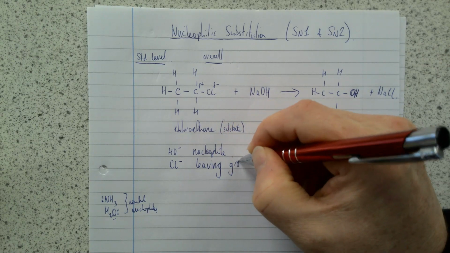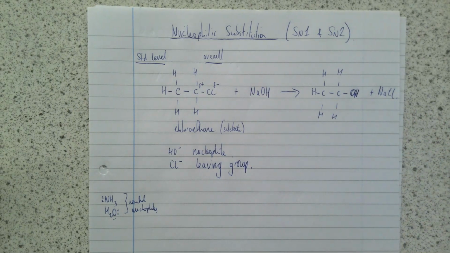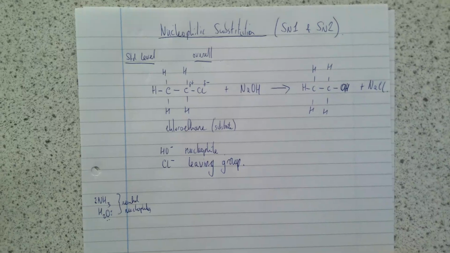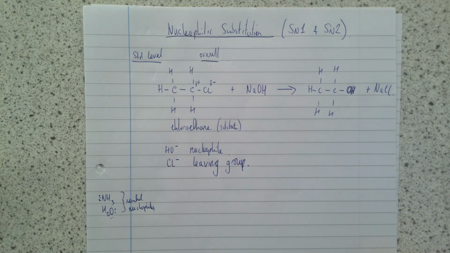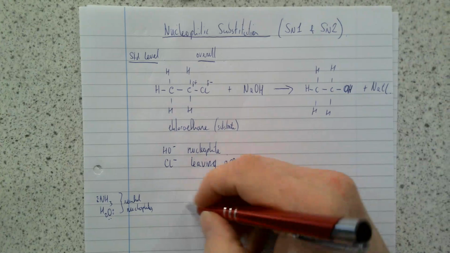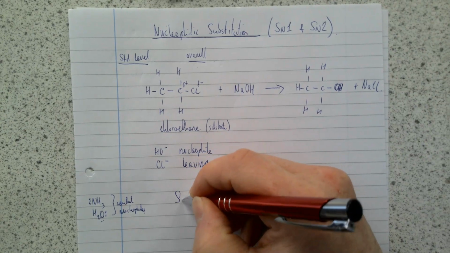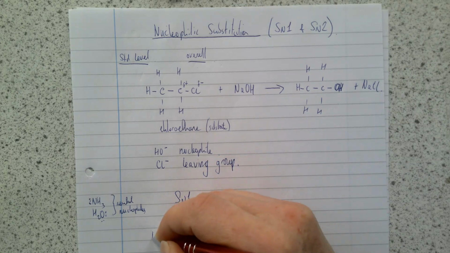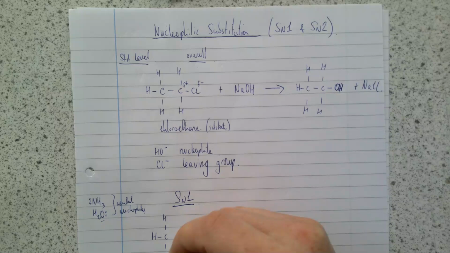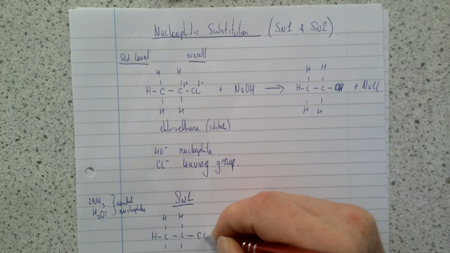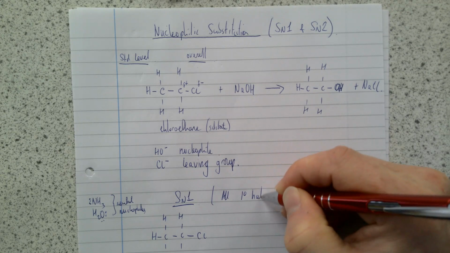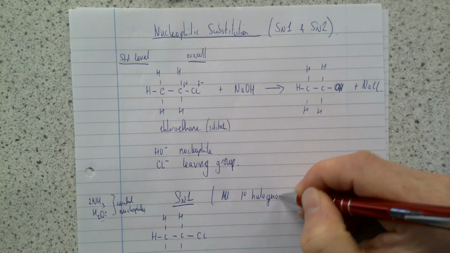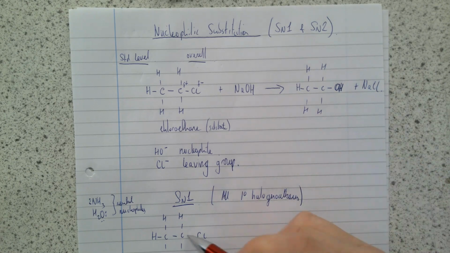And we'll talk about leaving group ability to a certain extent when we get back to it in the second part of this in another lesson, where we talk about the things that affect the rate of these reactions. So chloride is a leaving group there, and that combines with the sodium. So the mechanism of that reaction, we're now going to focus specifically on SN1 for chloroethane. And the mechanism I'm doing for SN1 applies to all primary halogenoalkanes. Right, this is a primary halogenoalkane.